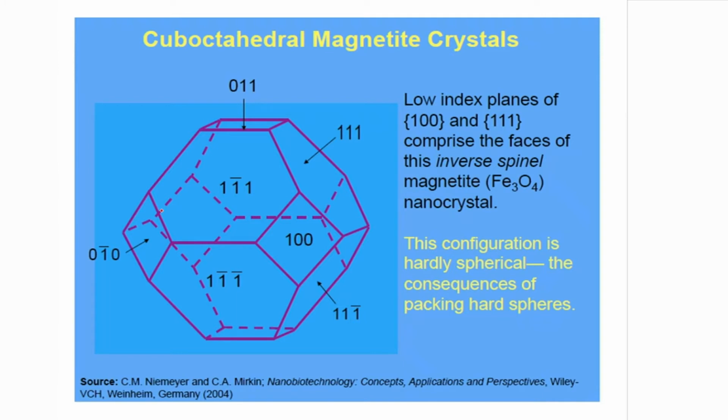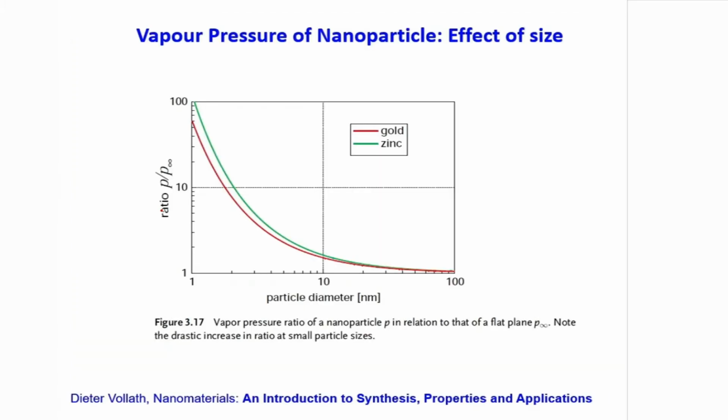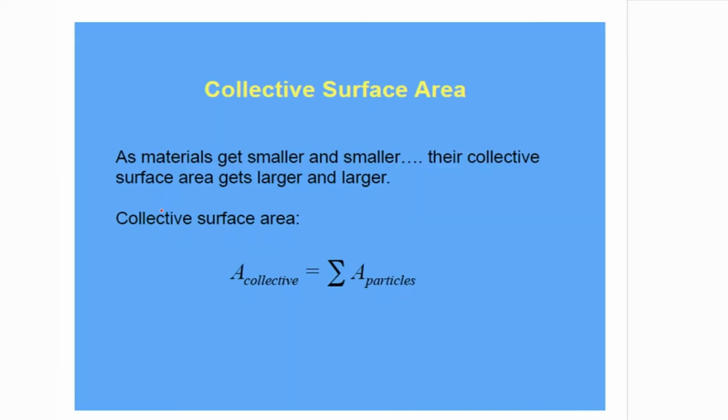But why do these cuboctahedral kinds of shapes form at all? That's because of surface energy minimization, which we're going to discuss today. Well, so let's start with that. Then I talked about the vapor pressure effect. Vapor pressure is dependent on the size. For gold and zinc, I've shown that as the particle size decreases, the vapor pressure ratio P by P infinity increases very rapidly, goes up to about 50 to 100 times. That's a very important aspect.